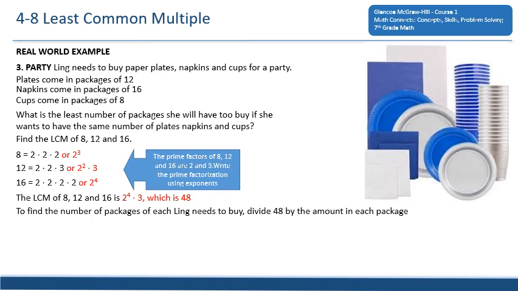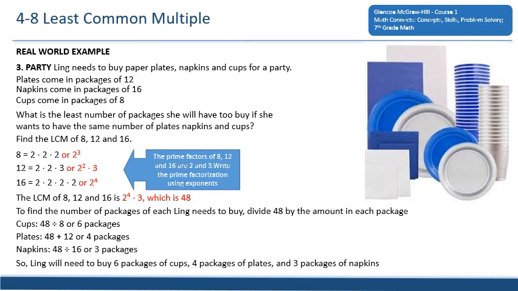To find the number of packages of each Ling needs to buy, divide 48 by the amount in each package. So 48 divided by 8 needs 6 packages of cups. 48 divided by 12 needs 4 packages of plates. And 48 divided by 16 is 3 packages of napkins. So Ling will need to buy 6 packages of cups, 4 packages of plates, and 3 packages of napkins.